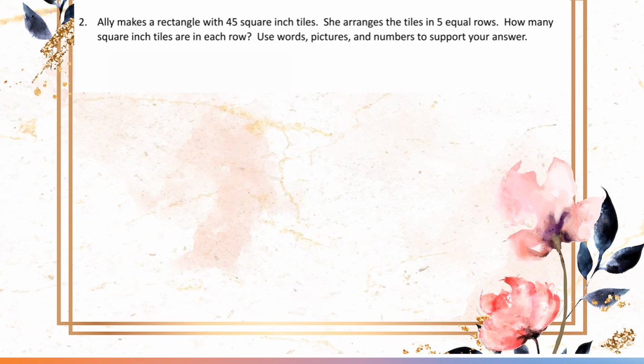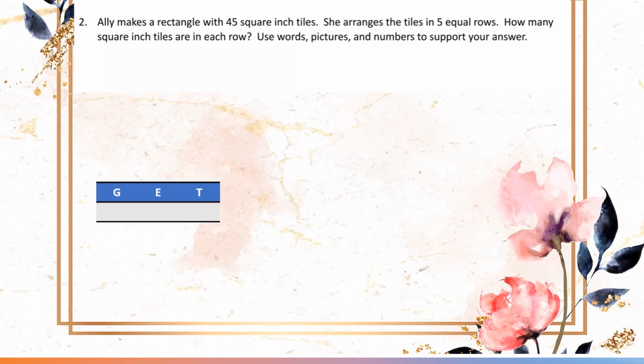Let's take a look at number 2. It says Allie makes a rectangle with 45 square inch tiles. She arranges the tiles in 5 equal rows. How many square inch tiles are in each row? Use words, pictures, and numbers to support your answer.